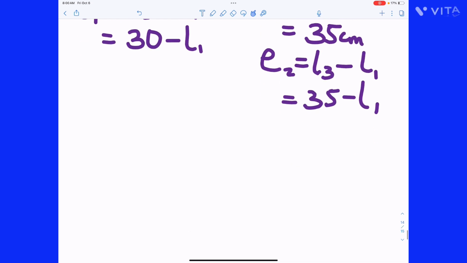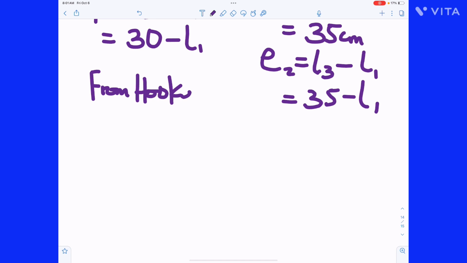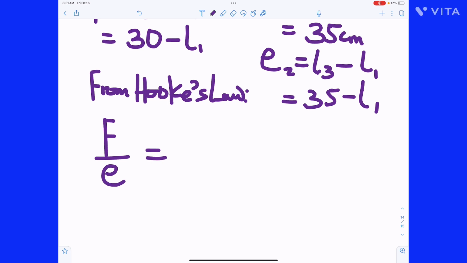So according to Hooke's law, the ratio of force to extension is always the same. It's always constant. So that means first force over first extension will be equal to second force over second extension. Are you getting what I'm saying?